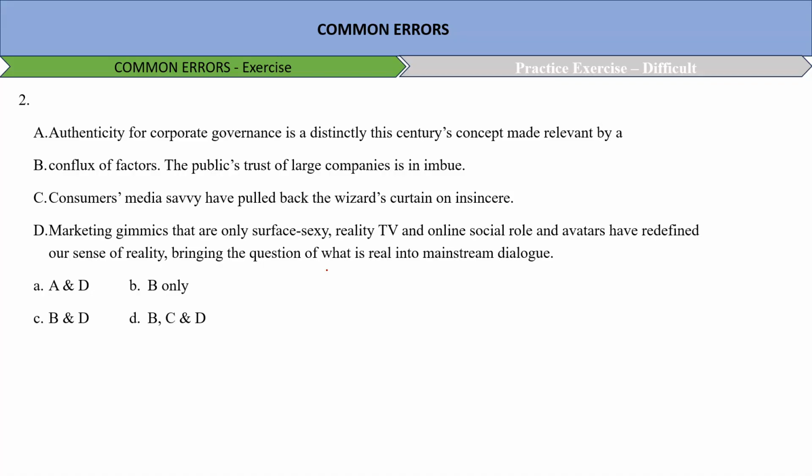Okay, now I'll tell you the answer to this question. According to all the sentences given here, the answer is option number D, which means sentences B, C, and D are appropriate. There is just one small error in sentence A. Authenticity for corporate governance is distinctly this century's concept, not distinctly or distinctly this century. So this is inappropriate here. Other than that, all the sentences are correct.